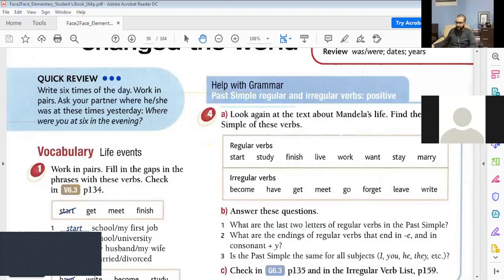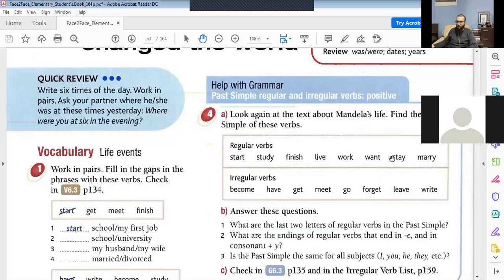Okay, so these were the regular verbs. So which of these verbs do you think had the id sound in the end? Start and want. Started, wanted. What about married? Yes. No? What do you think, Basma?